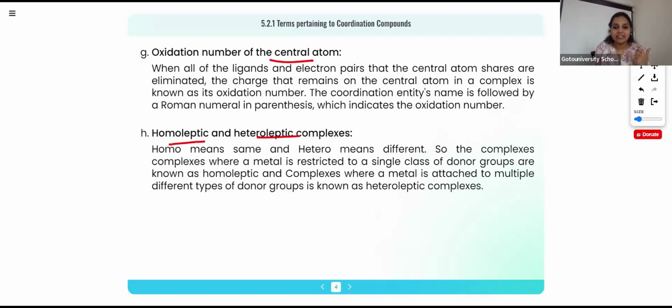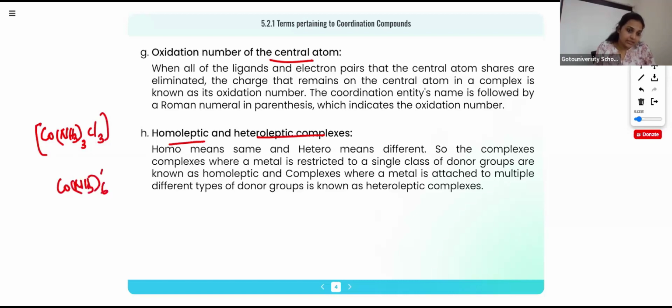Now, homoleptic and heteroleptic complexes. Suppose in some complexes, you can see in the example that we discussed before, Co(NH3)3Cl3, and the other one, Co(NH3)6Cl3. So what is the difference between these two complexes?